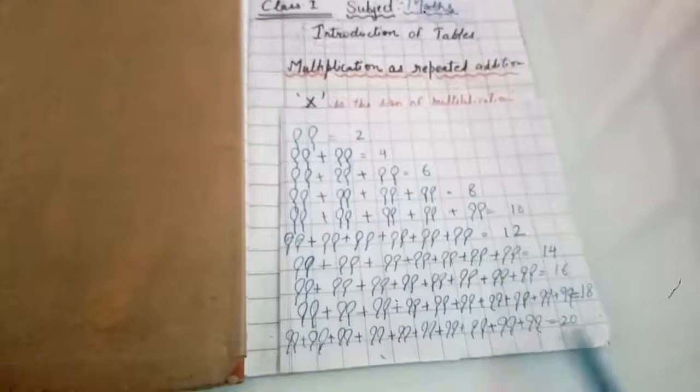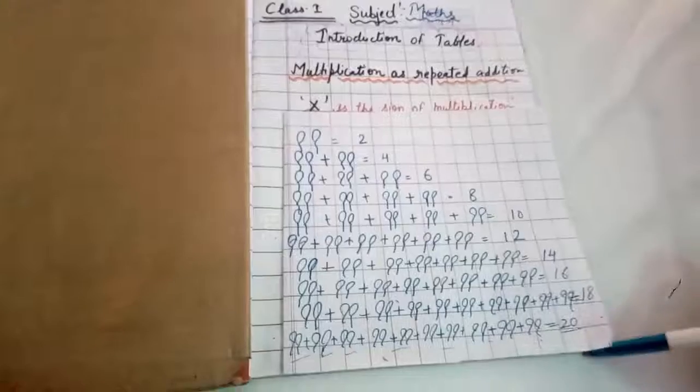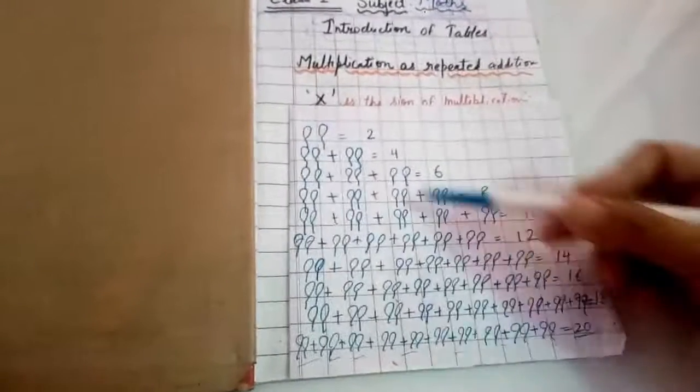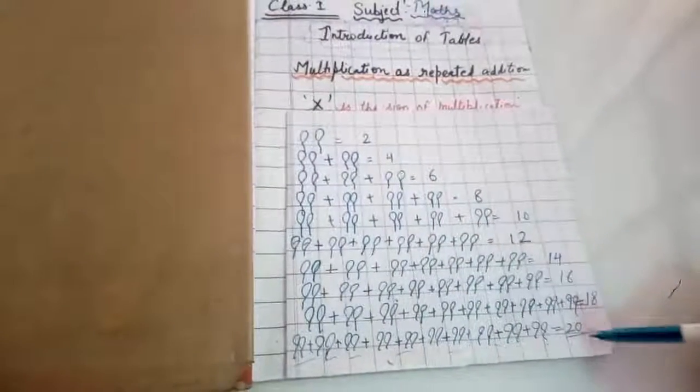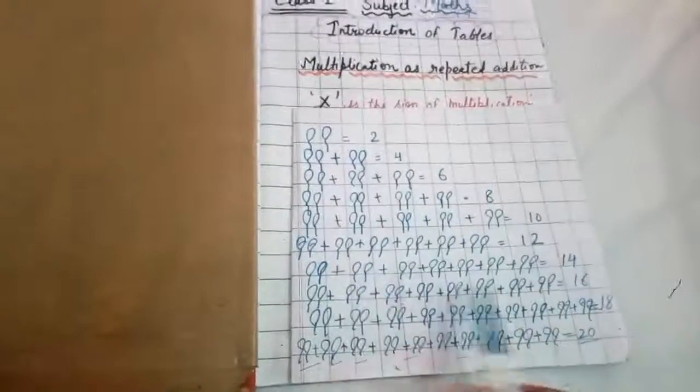Now come to the last one. There are also 20 balloons. In each group there are 2 balloons. So 2, 4, 6, 8, 10, 12, 14, 16, 18, 20. We found all the total addition numbers, and these all are the table of 2. So how did we get this? We got this with the help of addition.